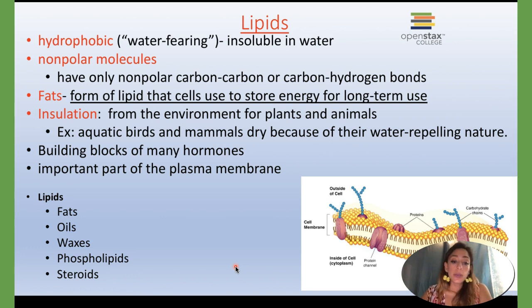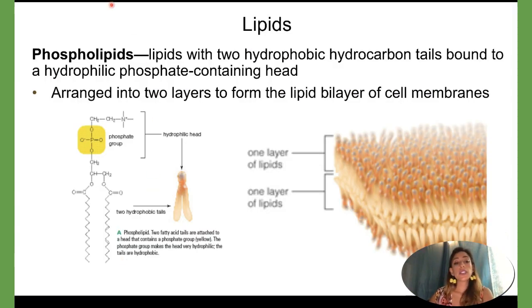Okay. Lipids are also a very important building block of many, many different hormones. And they're an important part of the plasma membrane. Right here is a picture of the plasma membrane, but I have an even closer picture of it on the next slide. So I'm going to emphasize that in just a second. Some different kinds of lipids that we'll talk about are, like we just talked about, the fats. There's also the oils, there's waxes, there's phospholipids, which I'm going to emphasize with this plasma membrane, and there's steroids. So here's your phospholipids.